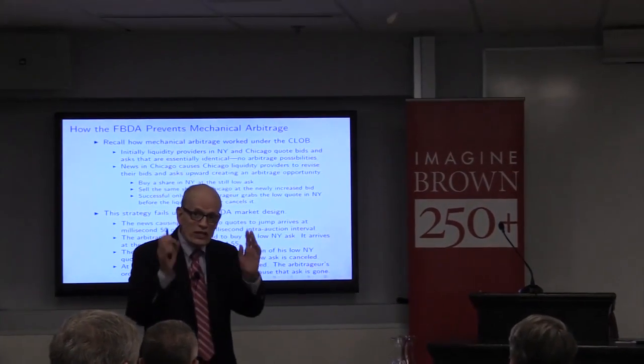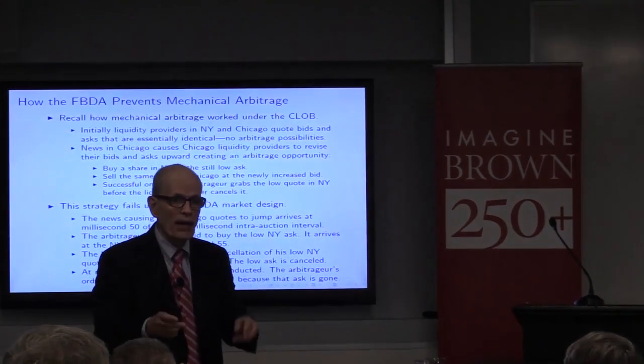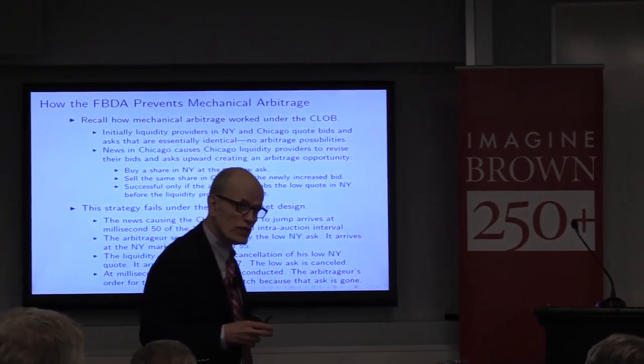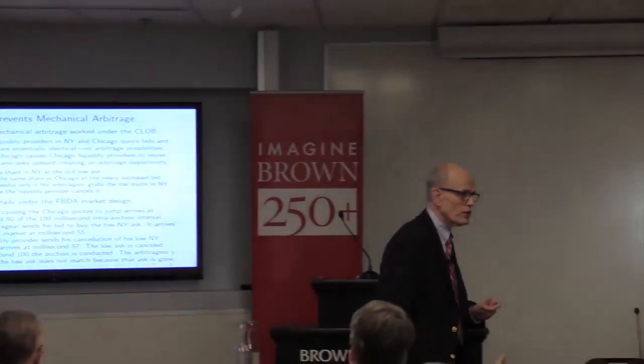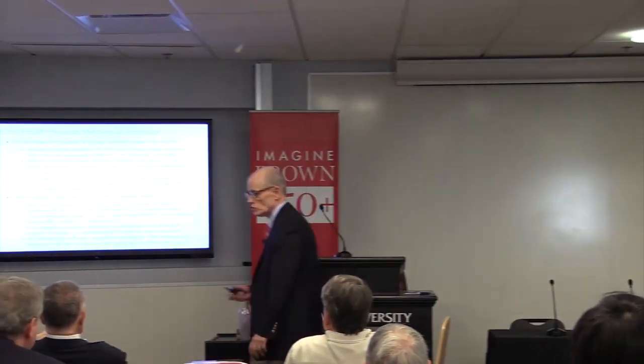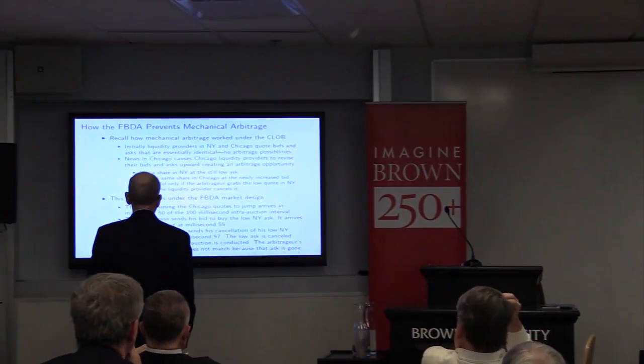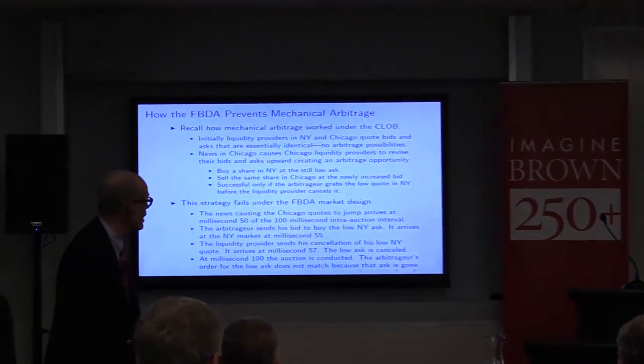So the idea I just said is that built into the standard continuous market are these arbitrage opportunities. They come from the fact that New York can't know the same things as Chicago in very short time frames and vice versa. And so things become uncorrelated, that creates arbitrage opportunities, and there's an arms race to take advantage. But now under this new market design, what happens?